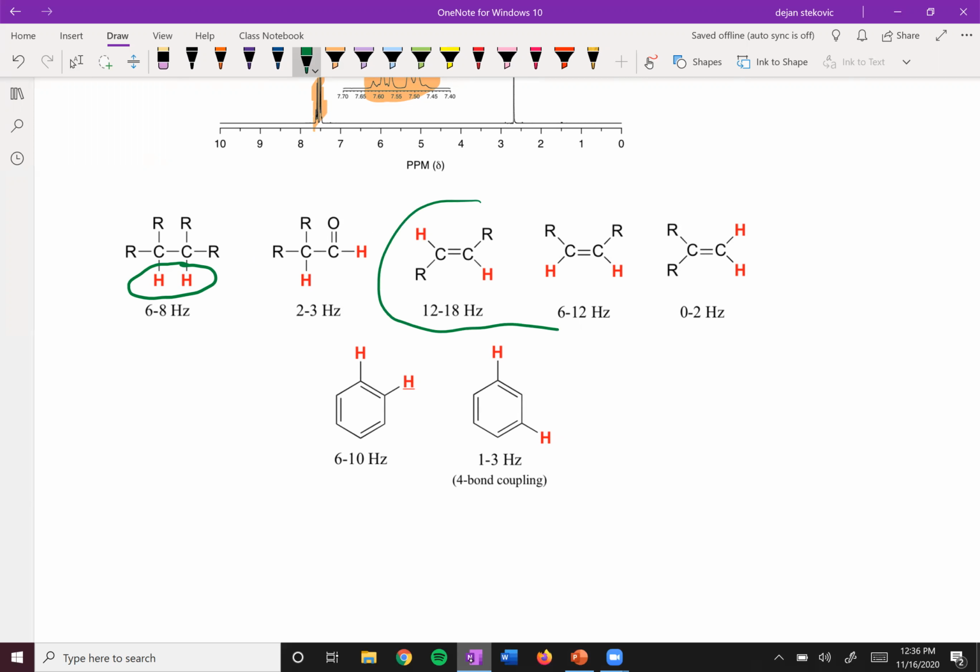And then the cool thing about these alkenes here is that they have different coupling constants based on where the hydrogens are at, right? If the hydrogens are trans to each other, then it will have a very high coupling constant. If they're on the same side of each other, it'll have a somewhat lower coupling constant. And then if they're on the same carbon, right, geminal to each other, will have a very small coupling constant.